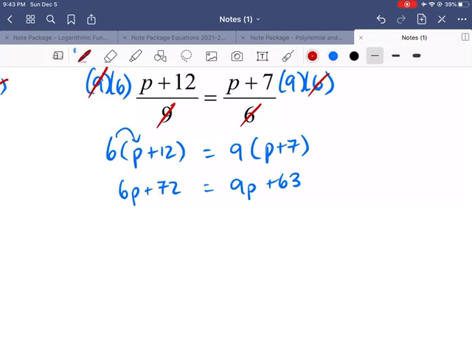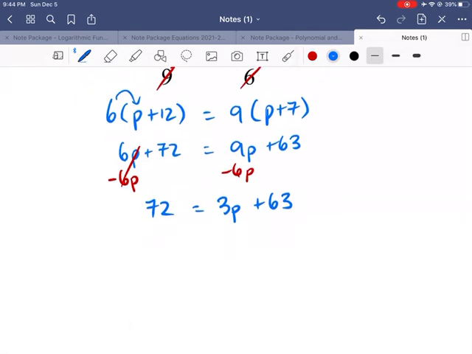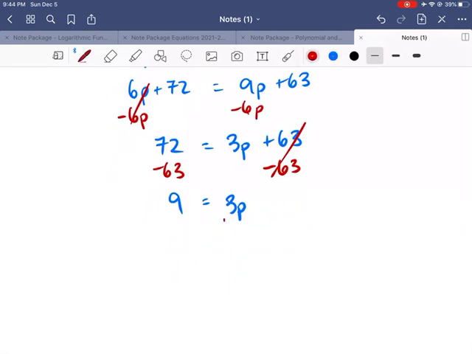And 6p is less, so let's subtract 6p from either side. The left side will simplify to 0, so you're going to be left with 72 here. And then 9p minus 6p is 3p. And then we're going to subtract 63 from either side. And 3p equals 9. One more step here, divide by 3, and p is equal to 3.